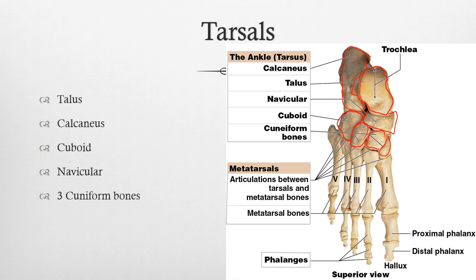We then once again have metatarsals right in there. 1, 2, 3, 4, 5. Just like with the fingers, we start at the thumb side for the fingers, and then the big toe side for the feet. The big toe being called the hallux. And so 1, 2, 3, 4, 5 metatarsals. And then once again, we have only a proximal and a distal phalanx on the first toe. And then we have a proximal, a middle, and a distal on toes 2 through 5 as we move along there.